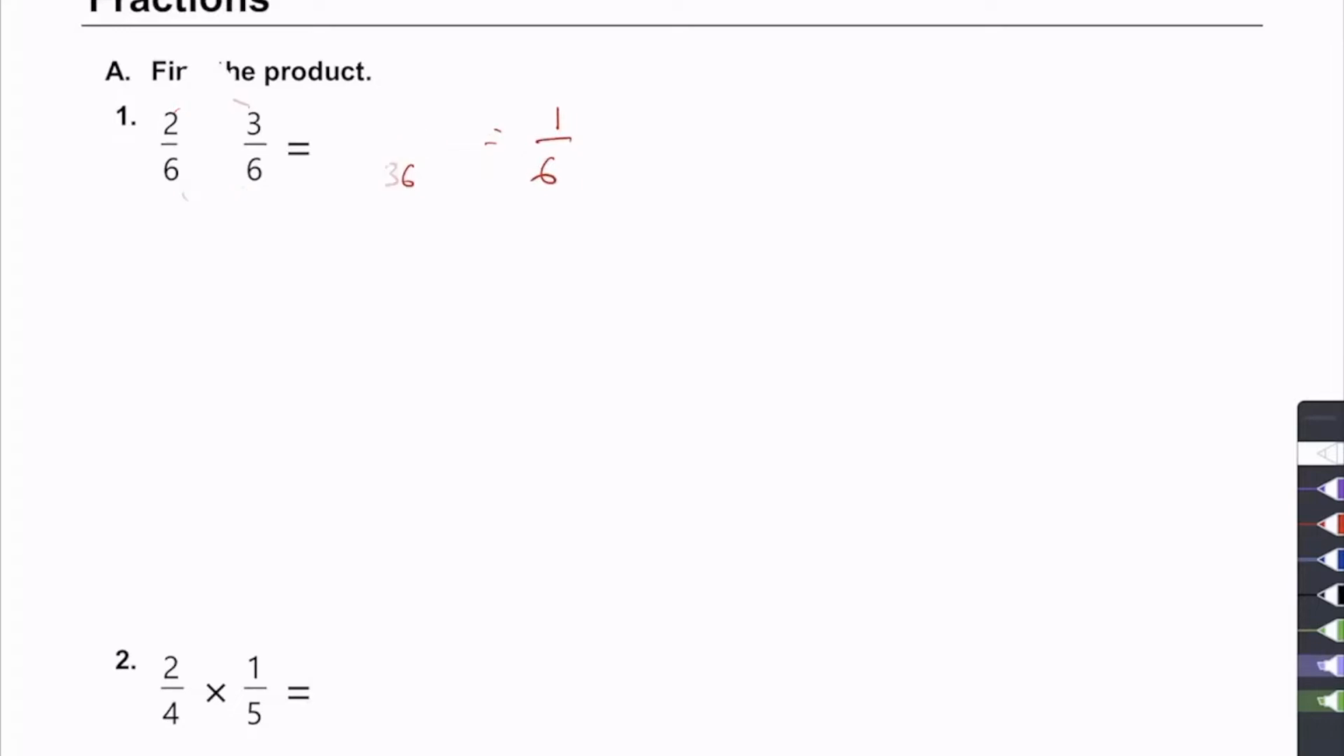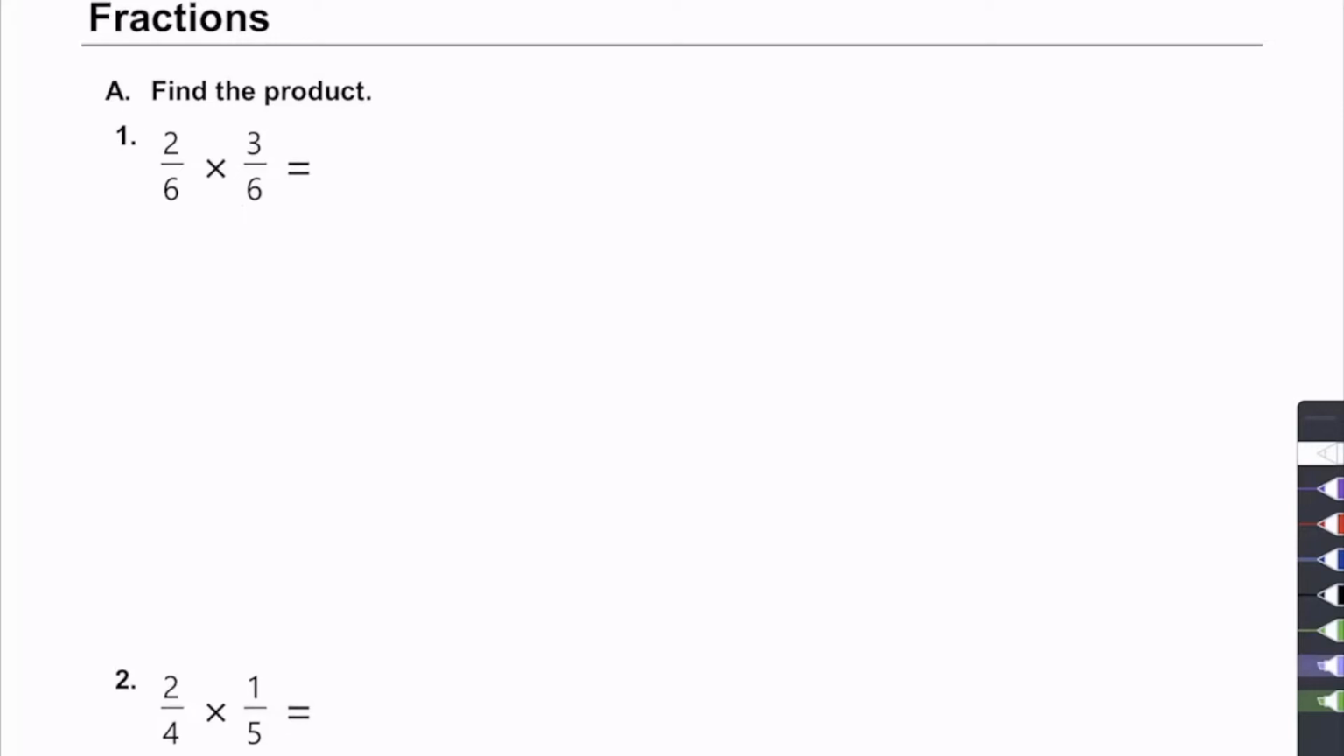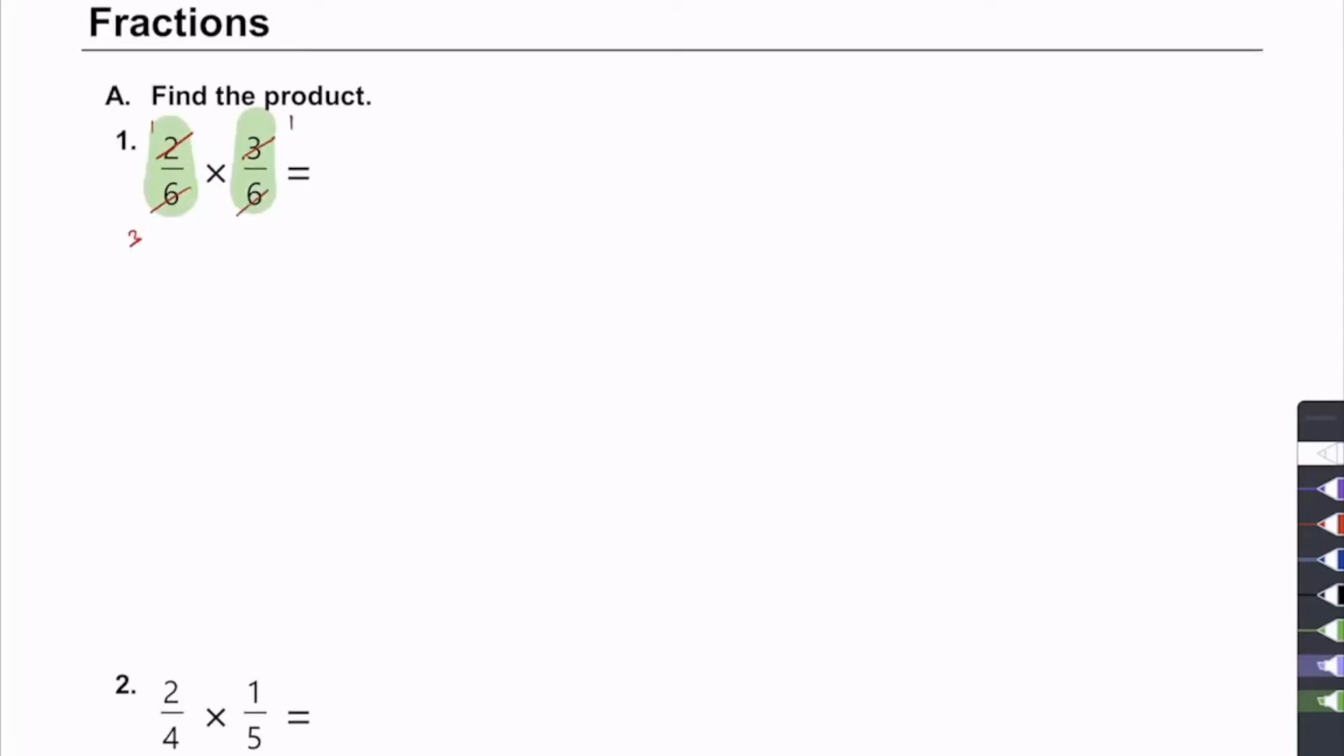Now, let's say that you look at this and we want to be a little bit clever about this. The first thing we can do is simplify the individual fractions. So 2/6, well, 2's into 2 go 1, 2's into 6 go 3, and 3's into 3 go 1, and 3's into 6 go 2. So the fraction you're left with is 1/3 times 1/2. Using the same method to multiply fractions, 1 times 1 is 1, 3 times 2 is 6.